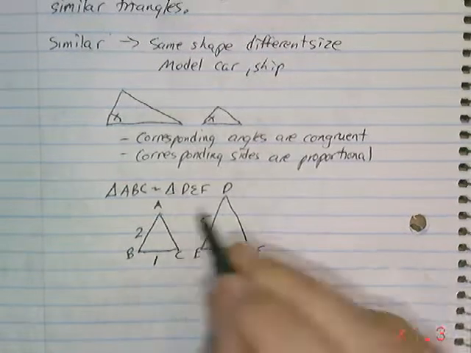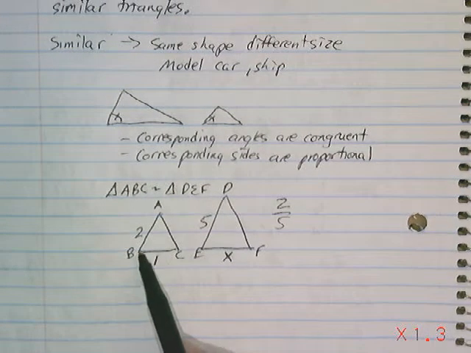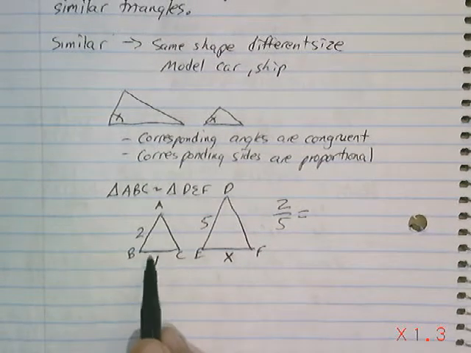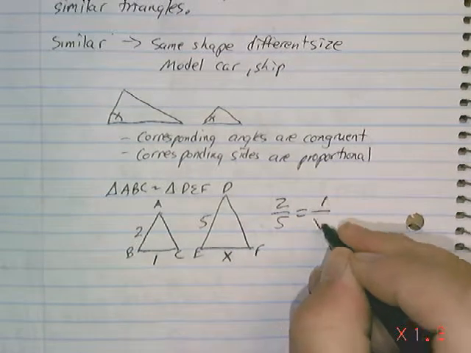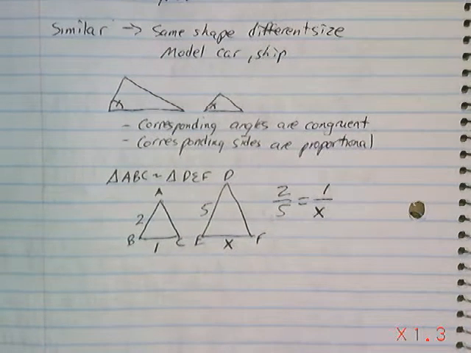Now, some of you won't set up the proportion that way. You may set it up this way. You may use both the sides in this triangle first. So you would have 2 over 1 equals, and then go back and start with this one. You started with here, so start with this one, 5 over x. Now those two proportions are the same, and you'll get the same answer either way.